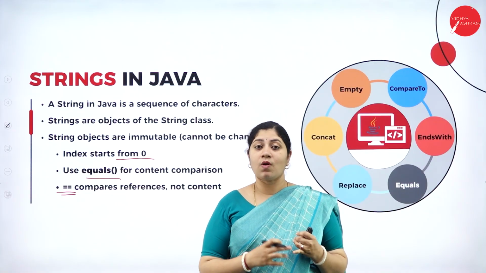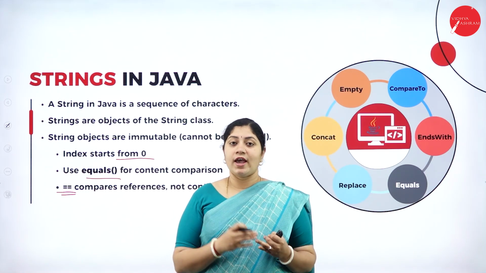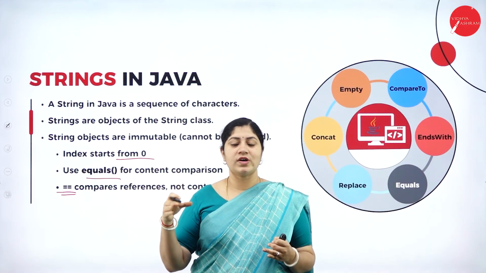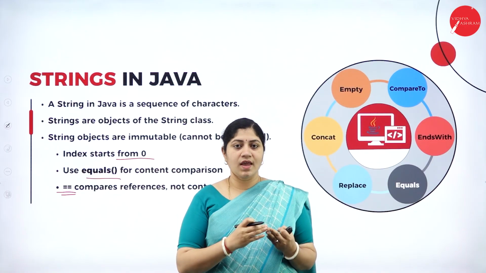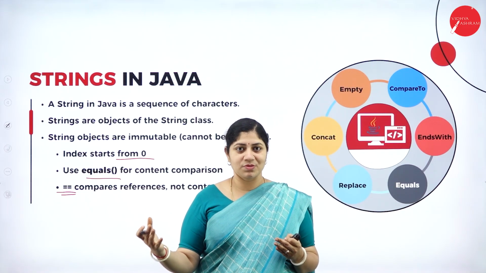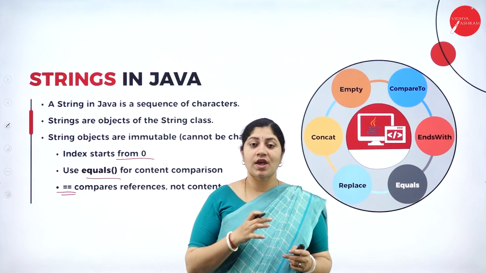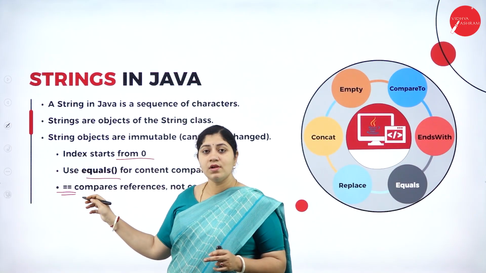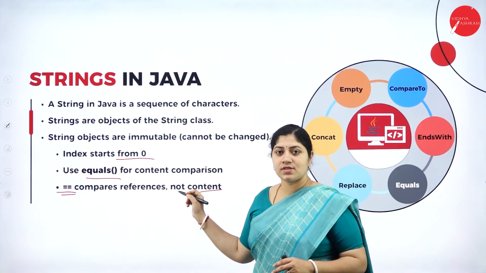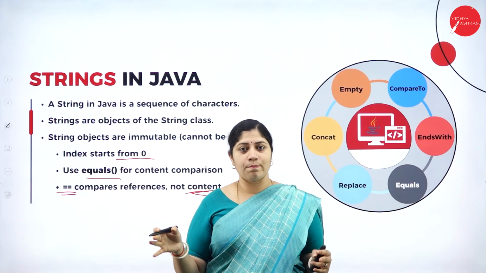String is an object, or we can call it an instance of an object, which holds a sequence of characters, and strings are immutable. It means the elements of the string, once defined, can't be changed. Then string uses index numbers, and the number starts from 0. The string uses the equals keyword for content comparison, and it uses the double equal for comparing the references, not the content. So this is very important. The content will not be compared, only the references will be compared with each other.